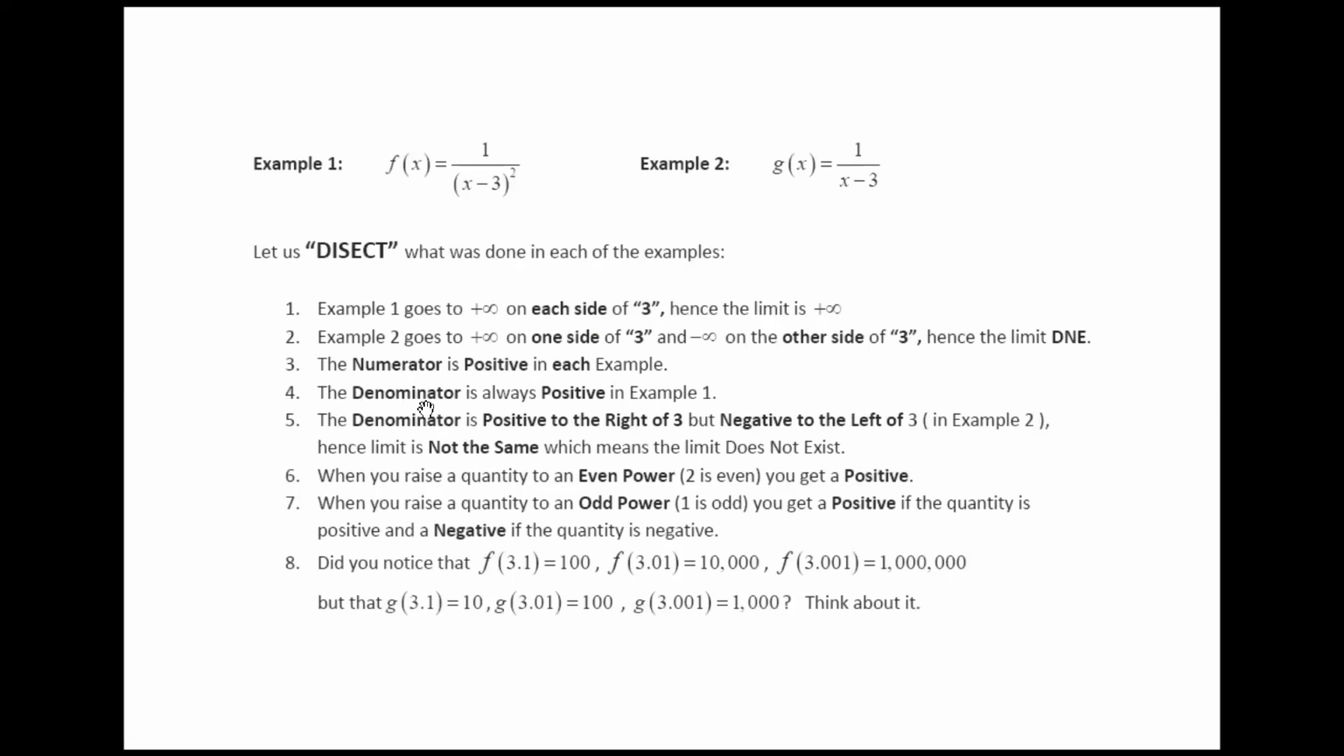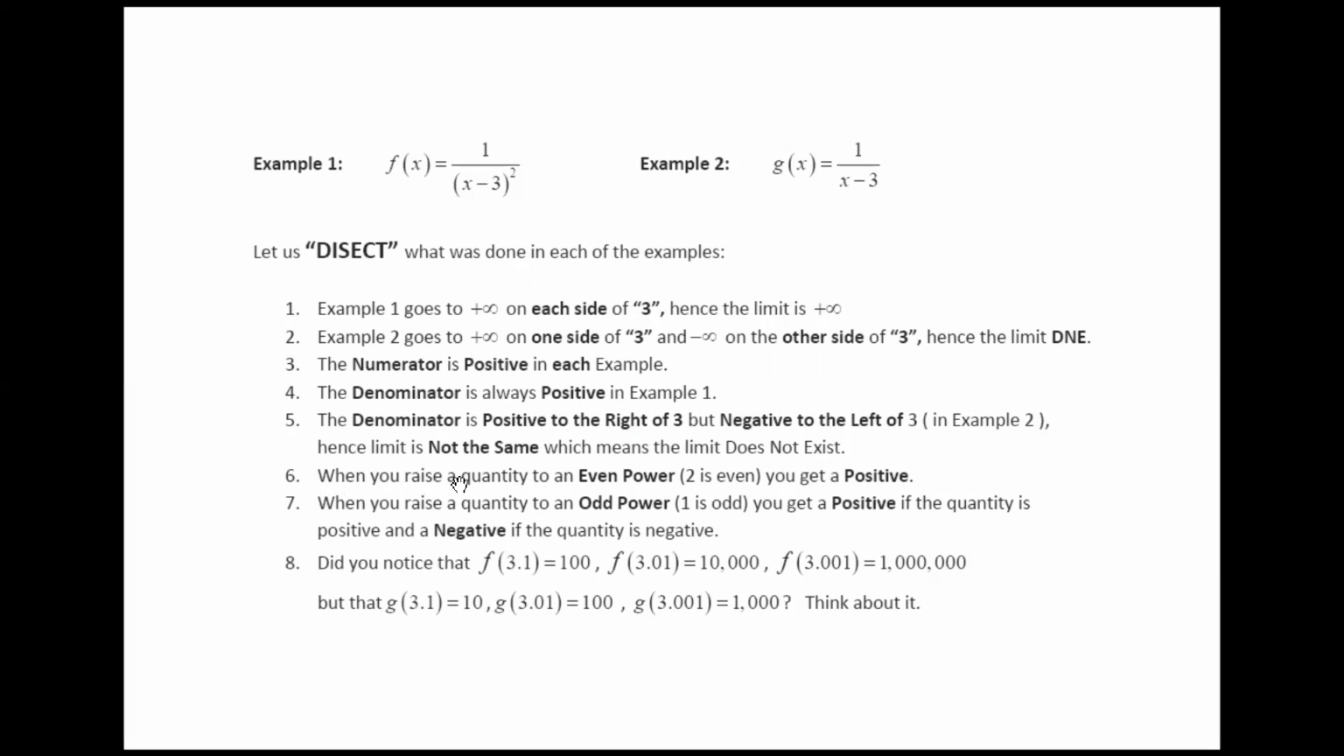Now, the denominator is always positive in example 1. Why? Because we're squaring it. Okay, so the denominator is always positive in example 1. The denominator is positive to the right of 3 in example 2, but negative to the left of 3. They're not the same. So the fact that these were positive on both sides, they were the same, meant the limit exists. This one meant that the limit did not exist because they weren't the same.